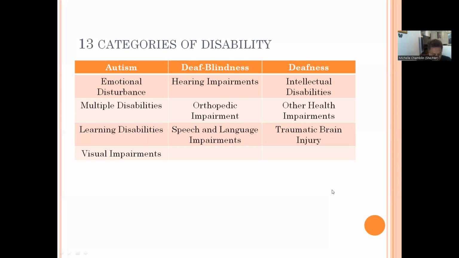Number 8, deafness. Number 9, emotional disturbance. 10, other health impairment. 11, traumatic brain injury. 12, speech or language impairment. And 13, specific learning disabilities or learning disabilities. Okay, so there you have it.